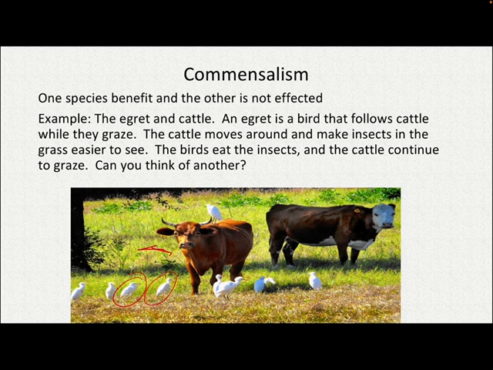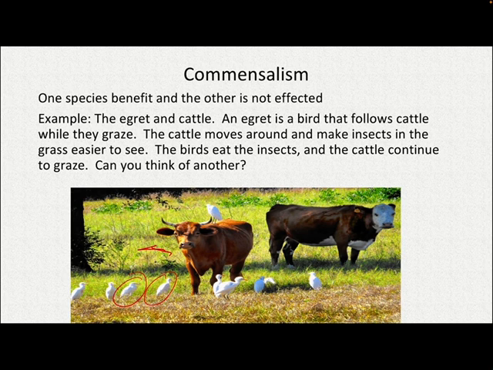Come here. The egrets will learn that as the cattle move, they kick up insects from the dirt. They're so heavy that as they move, they kick up insects, they kick up dirt where there are worms and other types of things. And those birds are now able to eat those things very easily. They don't have to look for it. It's right there for them. But why is this commensalism?